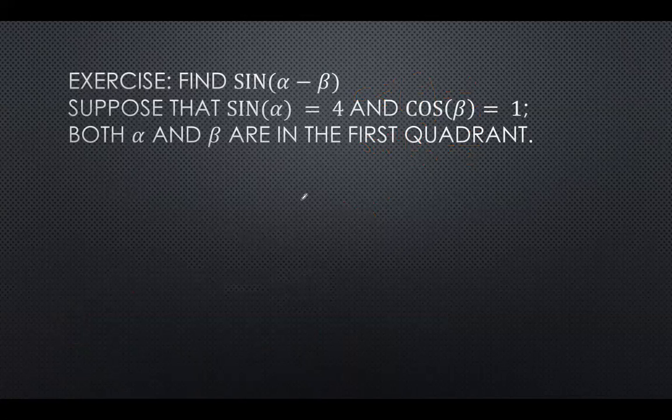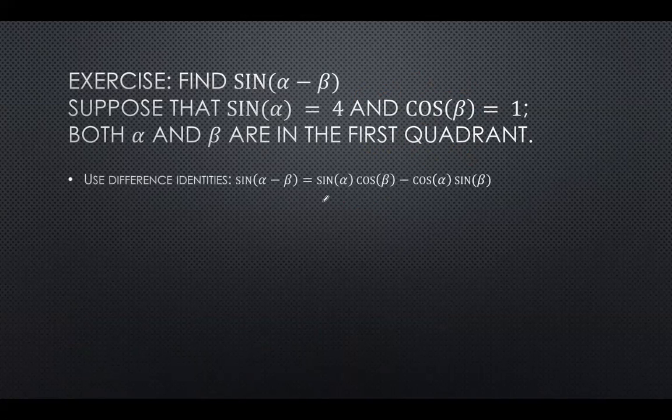So for the next one, we want to find sine of alpha minus beta, right? We know that we can use the difference identities for the sine here. So sine of alpha minus beta is sine of alpha times cosine of beta minus cosine of alpha times sine of beta.